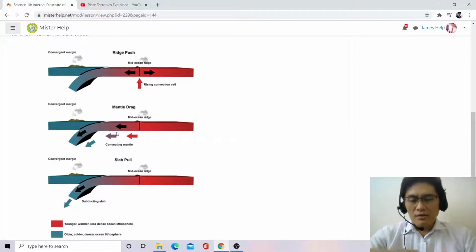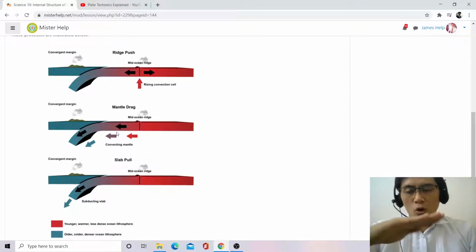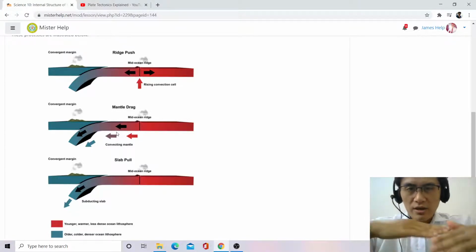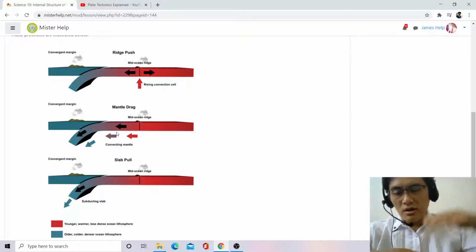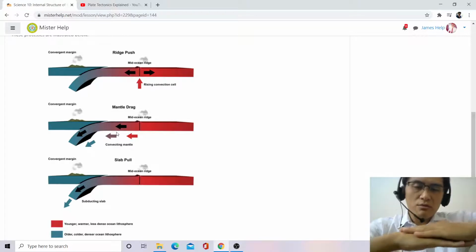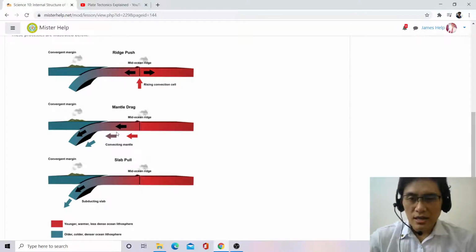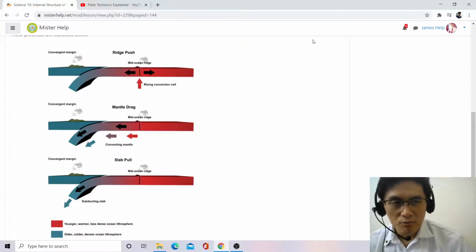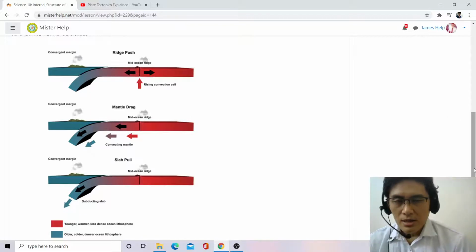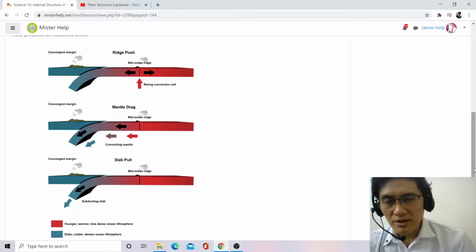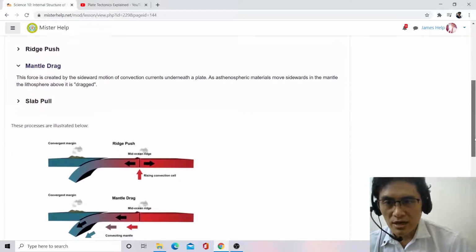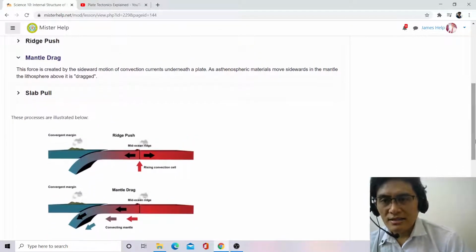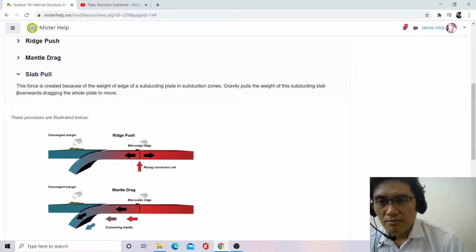And again, it is kind of like an ocean and a boat. If the ocean has a current in it and the current is moving towards this direction, the boat on top of it obviously will be dragged along. So that is mantle drag, the movement of asthenospheric material sidewards that drags the lithosphere above it to move sidewards also. And then lastly, we have this concept of slab pull.